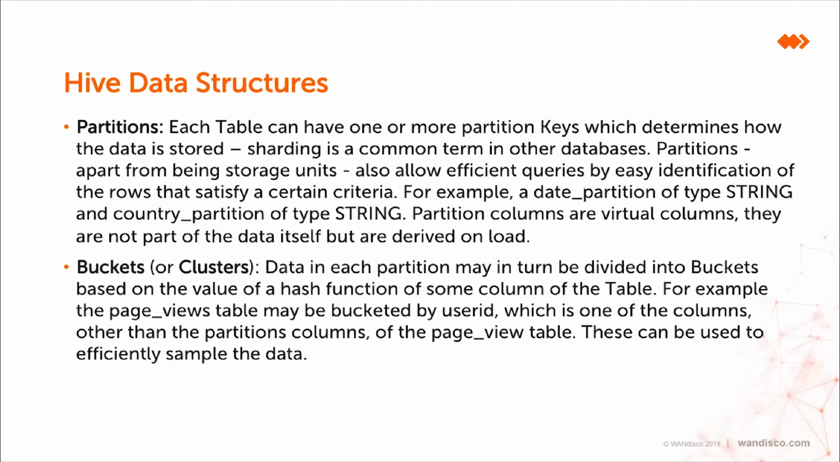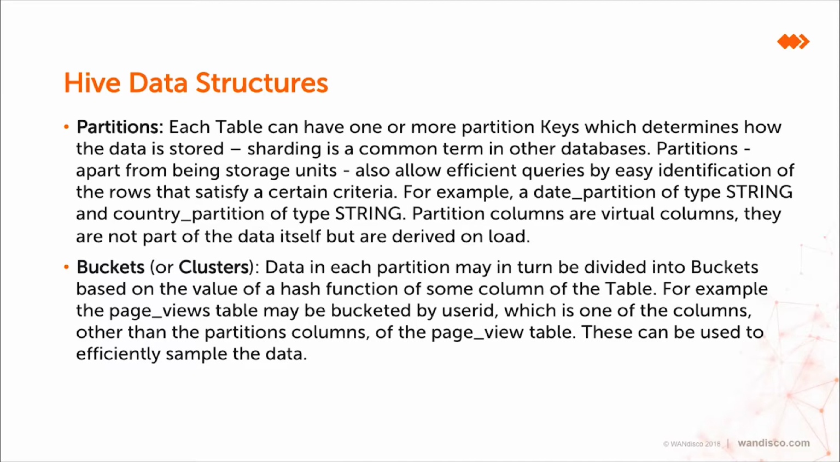For example, a date partition of type string and a country partition of type string are partition columns that make it easy to search the date and the country within the date. A very common technique. Another example could be partitions created for years, let's say 2000 to 2018. Each of those can be a folder and makes searching for a particular year very easy.